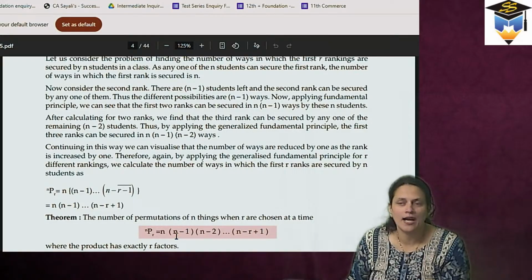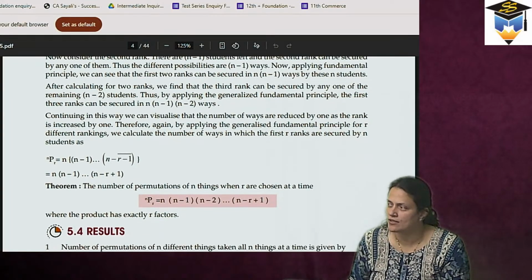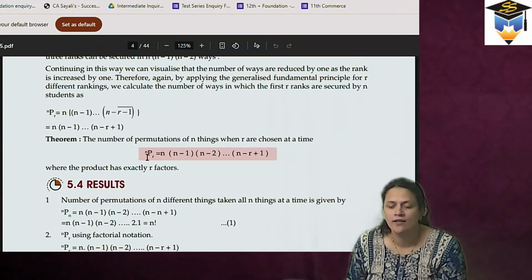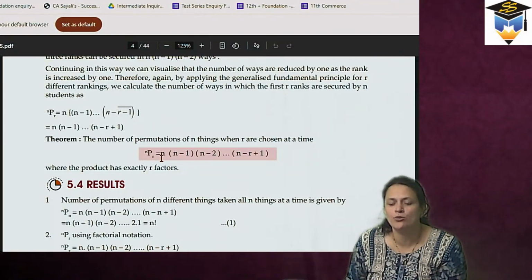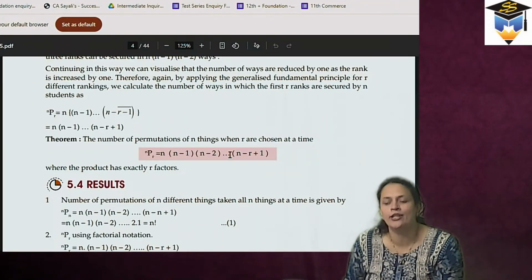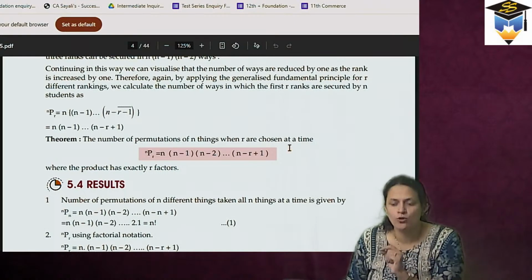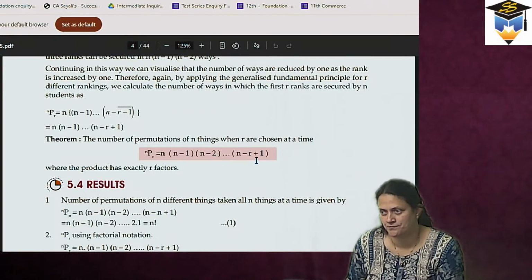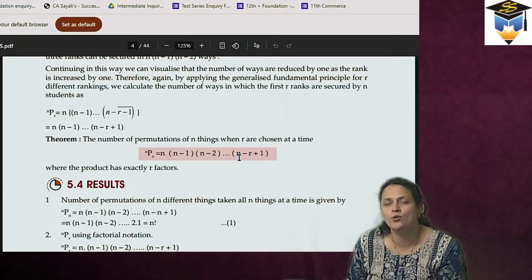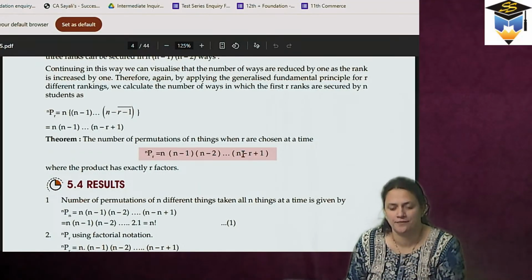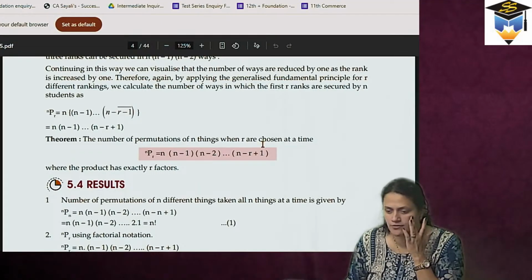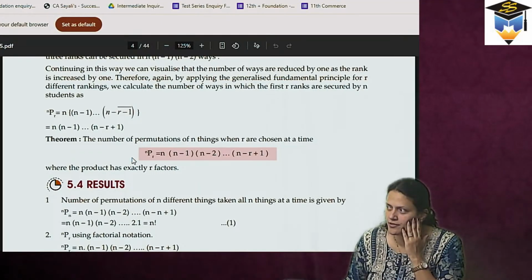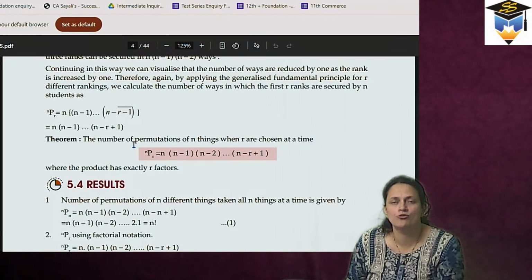Okay, so nPr is written as, if you see in the module, they have given the formula. Write down nPr is equal to n into n minus 1 into n minus 2, dot dot dot, up to n minus r plus 1. Write this down. This is an important formula which you should know.